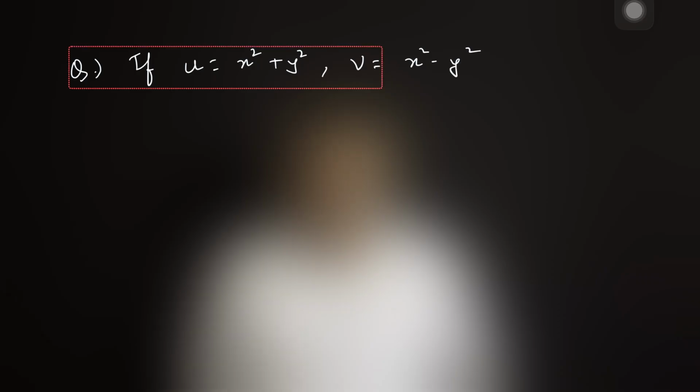Here's the question for you. If u is equal to x square plus y square, v is equal to x square minus y square, x is equal to r cos theta, y is equal to r sin theta, find ∂(u,v)/∂(r,theta). This was asked in the Civil Services Examination 2021.